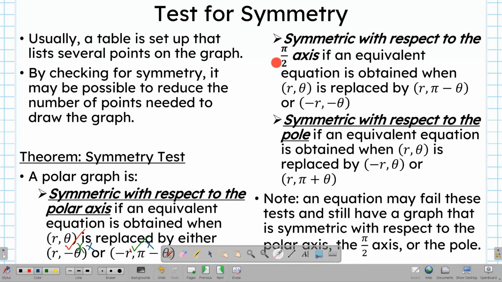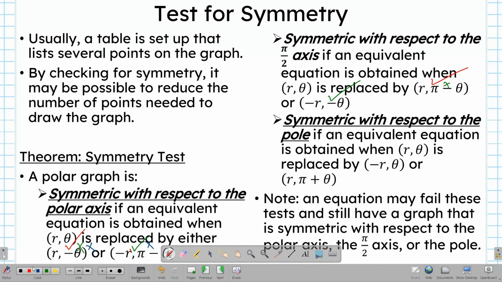We do the same for the pi over 2 axis. Instead of replacing r, we just replace theta with pi minus theta. Or if we do replace r, we replace it with negative r and negative theta. So again, just like in the polar axis, we check this first. If it works here already, then you don't need to check the other one. But if it doesn't work here, then you check the next one.